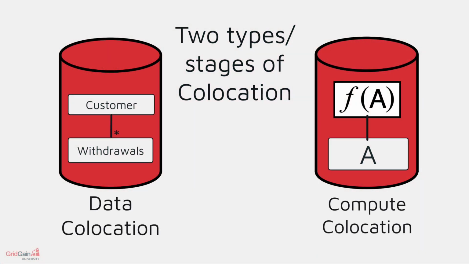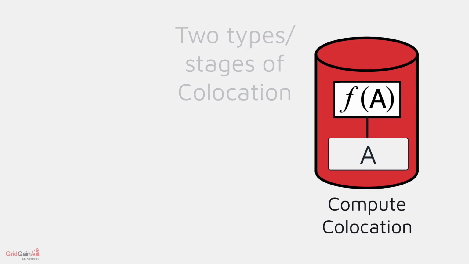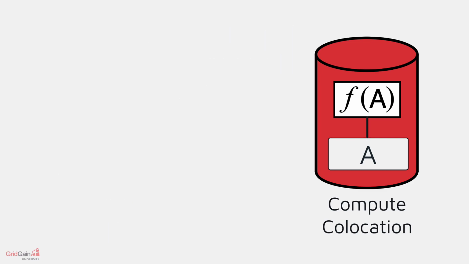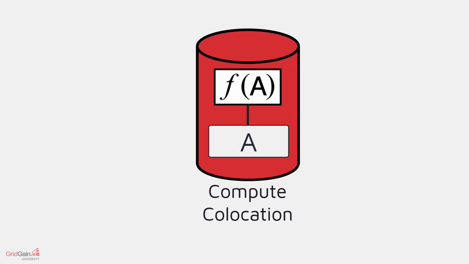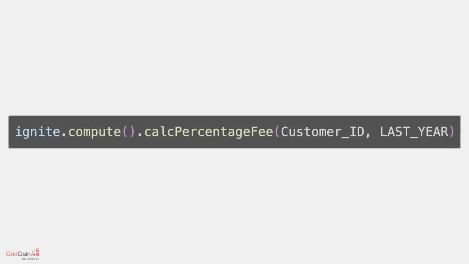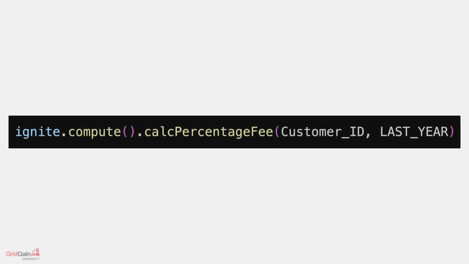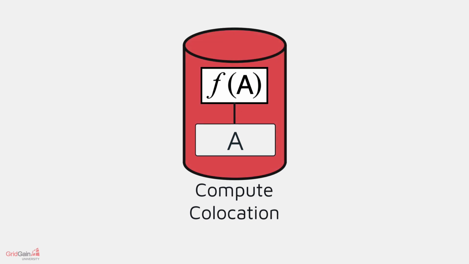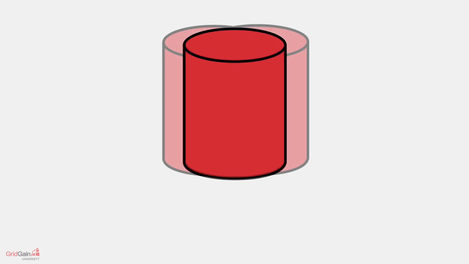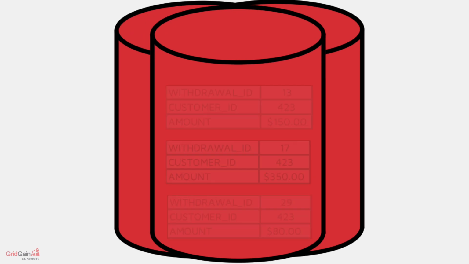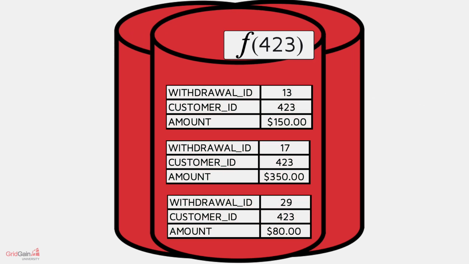Compute colocation is the second type of colocation that we need to consider. This means keeping our computation execution happening on the same node as the data on which it's executing. So imagine that we want to calculate a percentage bank fee on every bank customer's withdrawal countrywide for the last calendar year. That computation would need to fetch a lot of data, and that could lead to a lot of network latency. So we would want to execute the computation of each withdrawal on the same node that the data resides on.